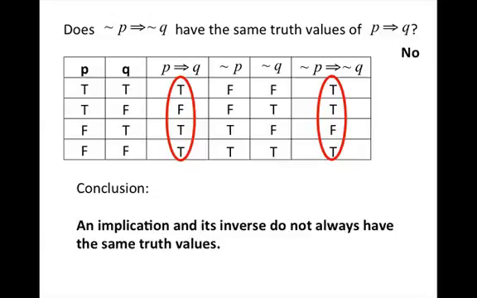So in conclusion, an implication and its inverse do not have the same truth values. So if I know that my original if-then statement is true, that doesn't tell me anything about the truth value of the inverse. And likewise, if I know my original implication is false, that doesn't tell me anything about the truth value of my inverse.